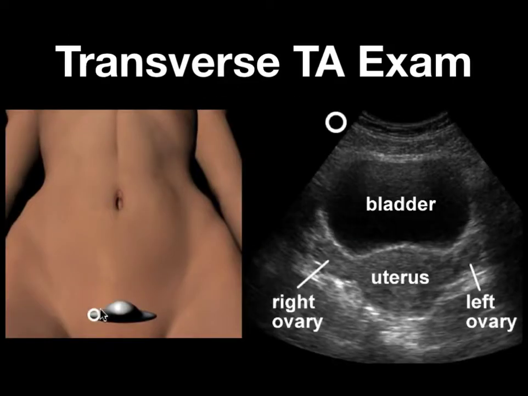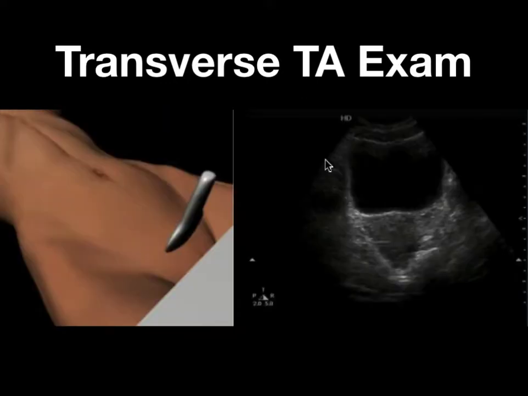On the transverse exam, you're going to take the transducer and place the indicator towards the patient's right. Again, you're going to be just cephalad to the pubic symphysis. This is going to provide you the following image: anterior, posterior, patient's right, patient's left. Here's urinary bladder. Here's a short axis view of the uterus, and cul-de-sac will be back here. Here we've got a transverse exam.